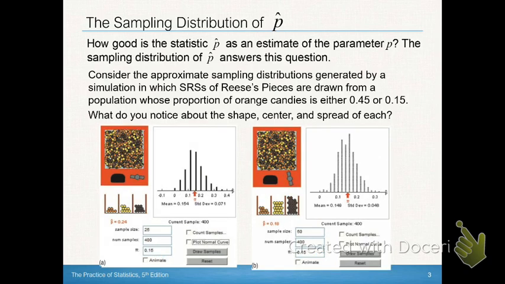Now here are two new sampling distributions where we changed the probability of getting an orange candy to 0.15. You can see both of these distributions are centered at 0.15, and again, the one with the larger sample size has the smaller variability in the distribution.